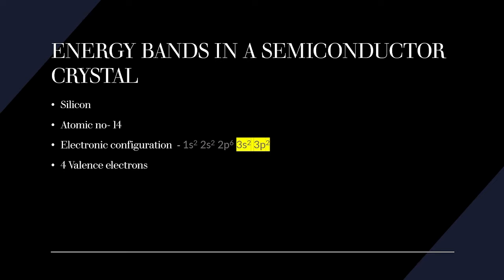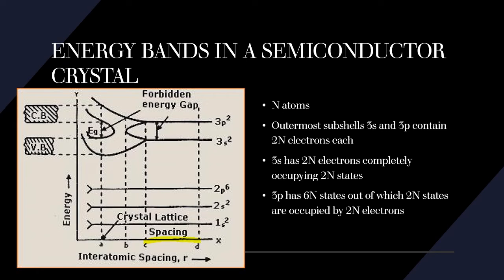See, if we consider a single atom, then these energy levels are discrete. But what about a crystal? In crystal, the atoms are closely packed. So, the energy levels cannot remain the same as in case of individual atoms. Consider a silicon crystal consisting of n atoms. Now, when the interatomic spacing is very large, each atom behaves independently.